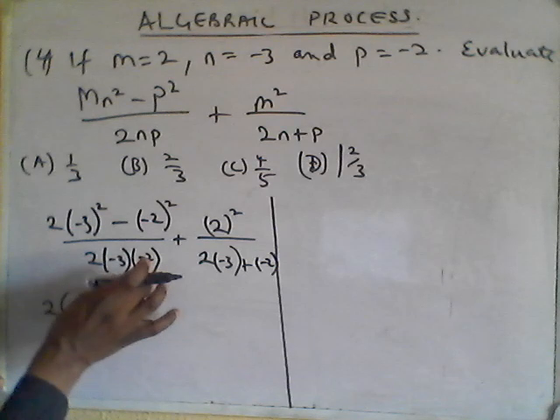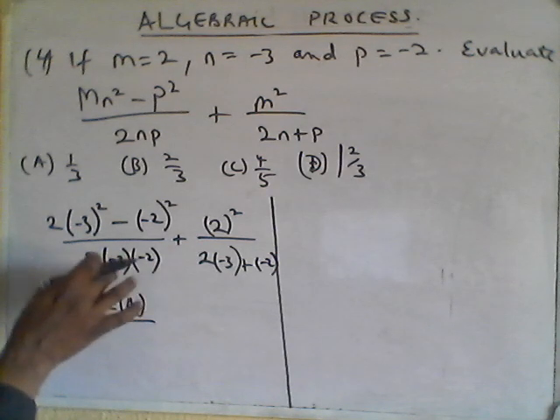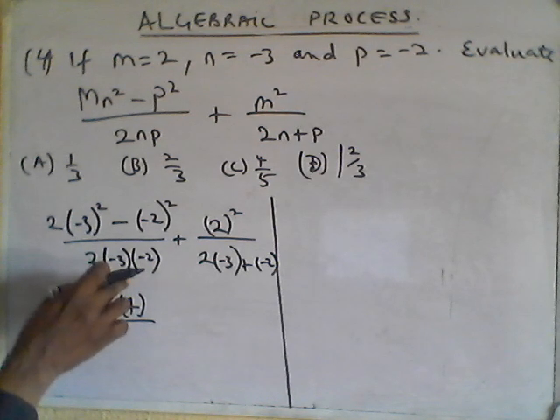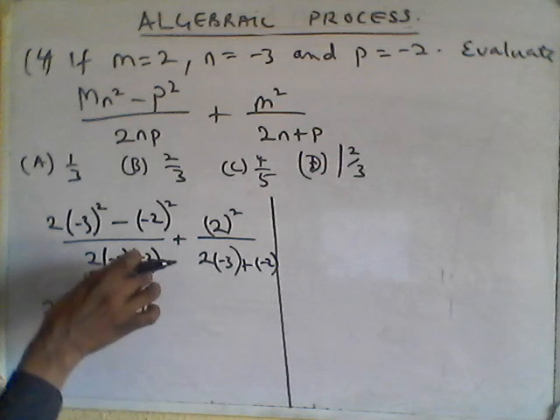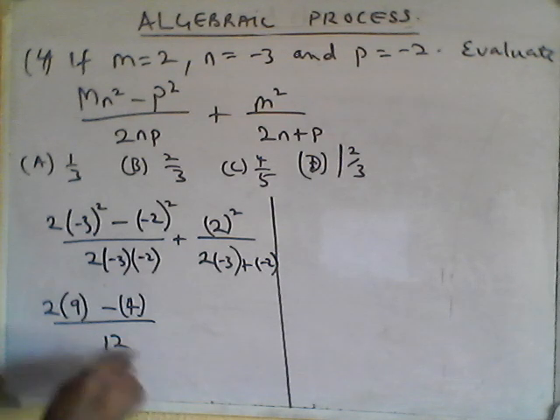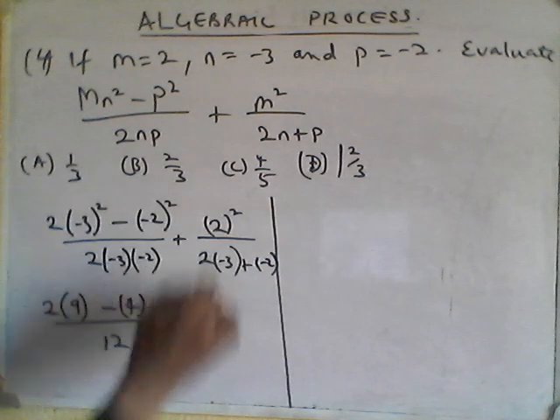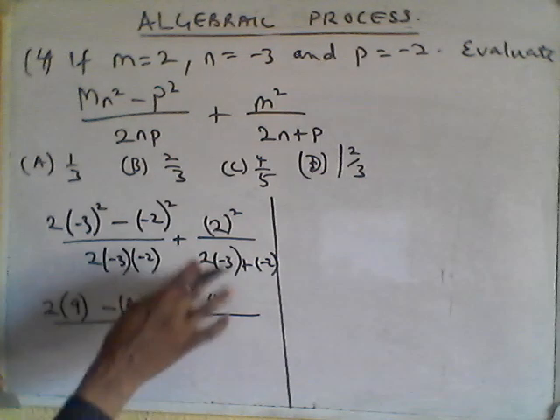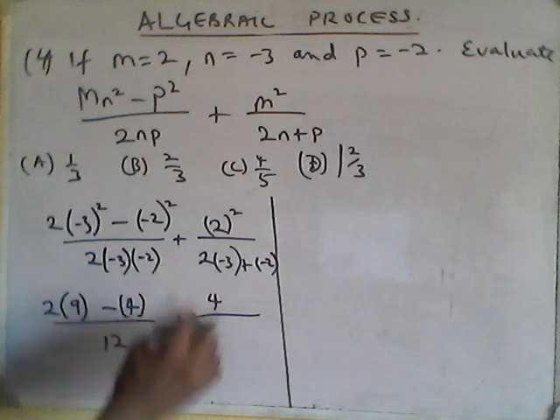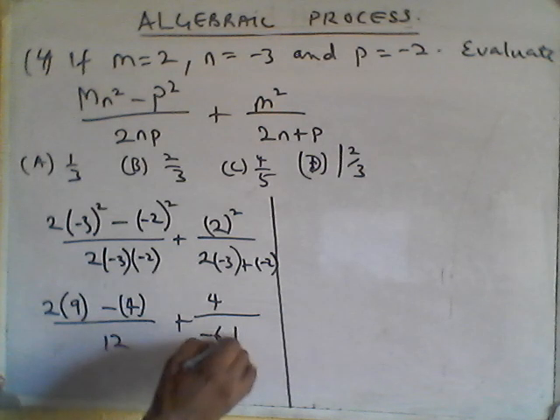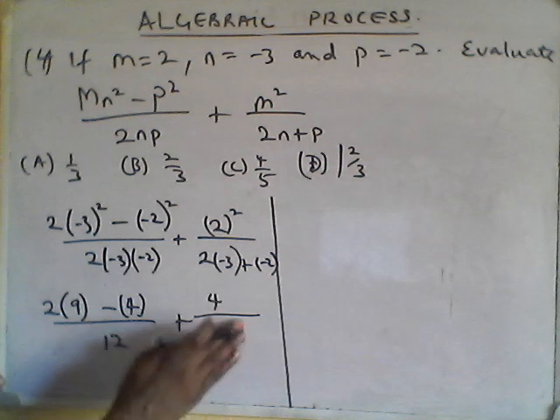I can do all this one into 1. Minus 2 times minus 3 is 6. Minus times minus is plus. This is 6. 6 times 2 is 12. So I have 12 now. So it's getting simpler. Plus, do this side. 2 square is 4 all over. This times this. 2 times minus 3 is minus 6. Then plus minus 2. I can just put my minus 2 there.